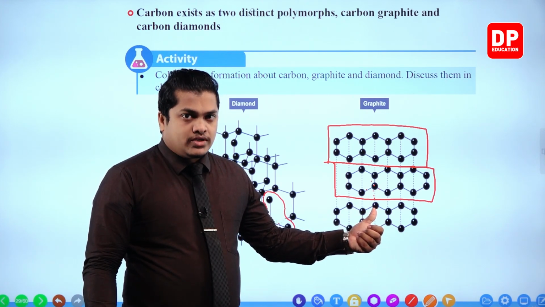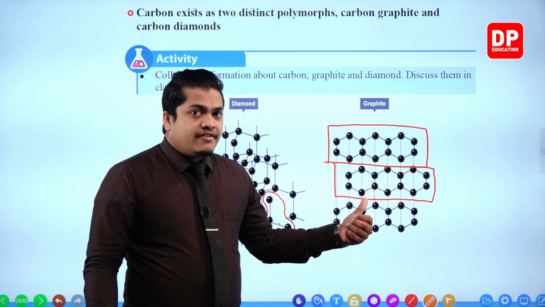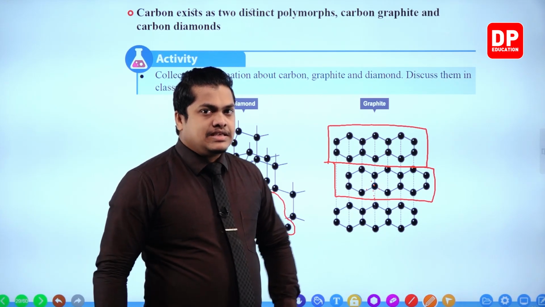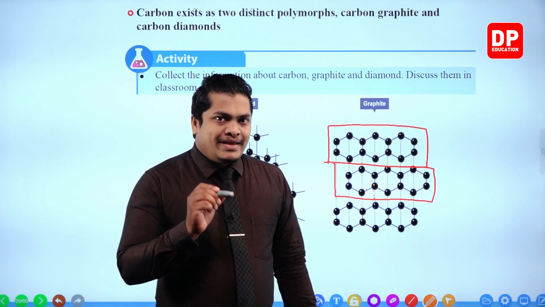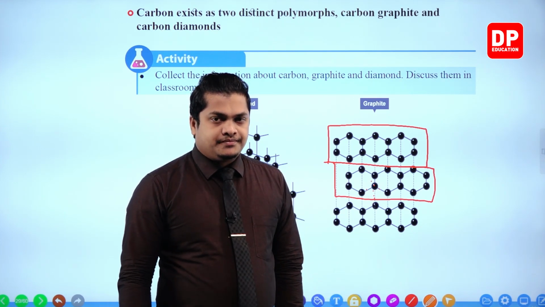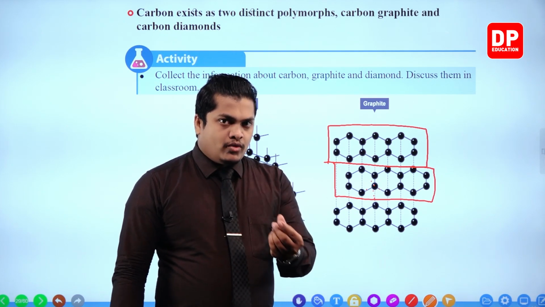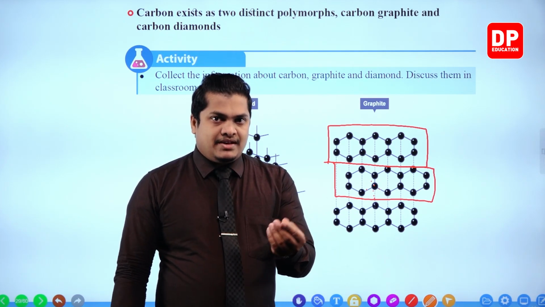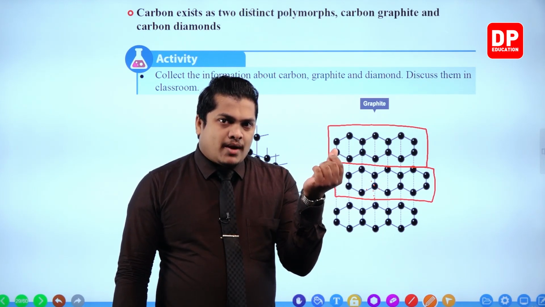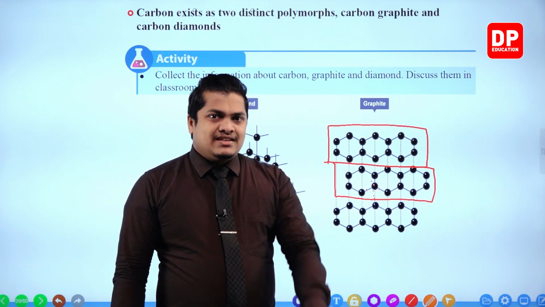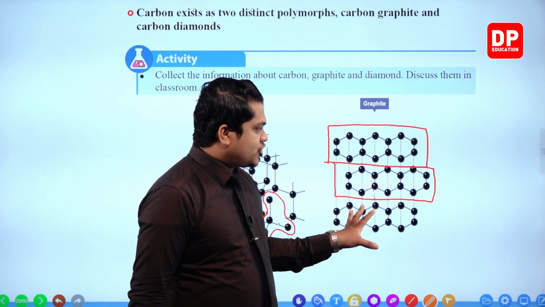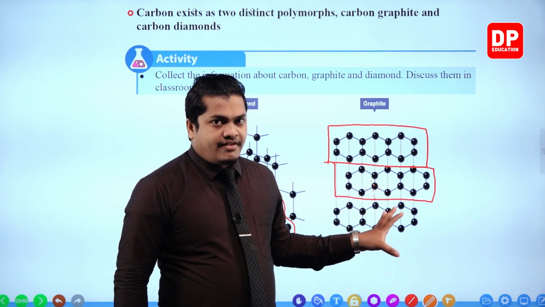Graphite is somewhat smoother, and graphite has the ability to slide past each other. You know that when you are writing with a pencil, what happens is the pencil tip is sliding past on the book or whatever paper you are writing on. And if you take pencil powder, I mean graphite powder, and rub it against your finger, you can see a slippery nature. It's mainly because of the structure of graphite.